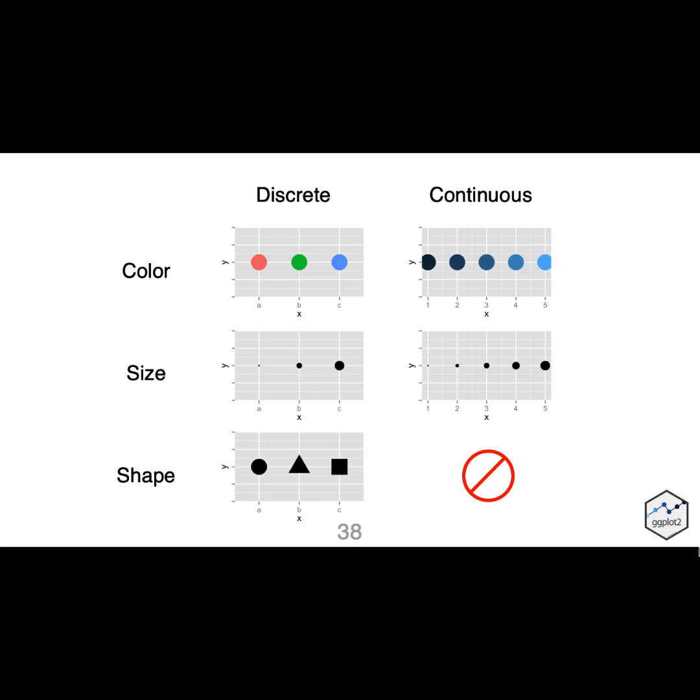Okay, so some of you may have noticed that these aesthetics function differently for discrete versus continuous variables. So color, for example: if you have a discrete variable, R will assign each discrete value its own color, right? But if you have a continuous variable, it will create a scale, in this case from dark to light blue. It does the same for size, but you cannot map shape to a continuous variable, right? There is one more aesthetic you can map to both discrete and continuous variables.